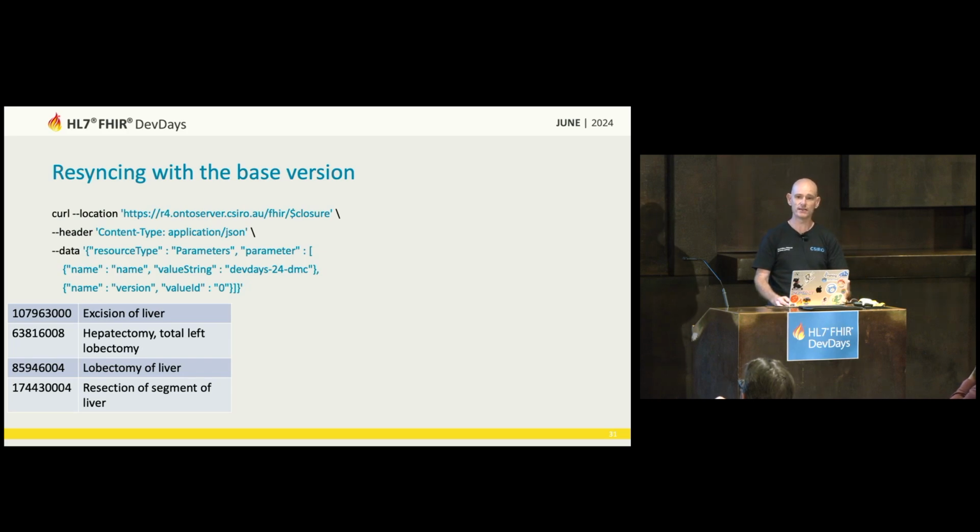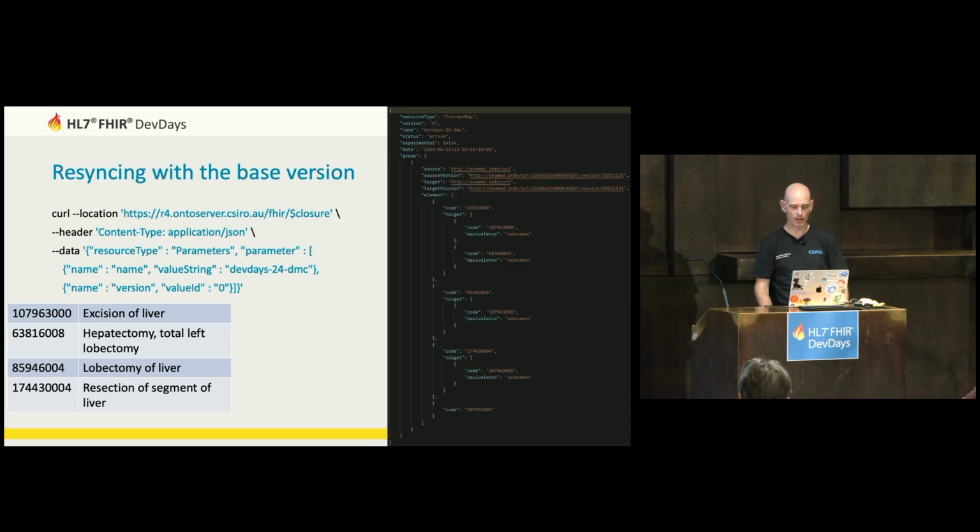But if your client side forgets all of the edges, you can go back and say, just give me all of the edges that exist in this transitive closure table that it has built up over time. And that's just this request here. I'm actually asking for version 0. So go back to the start, give me everything. And it'll come back, and these are all of the edges that it's come back with to say these are the relationships between all of these codes.